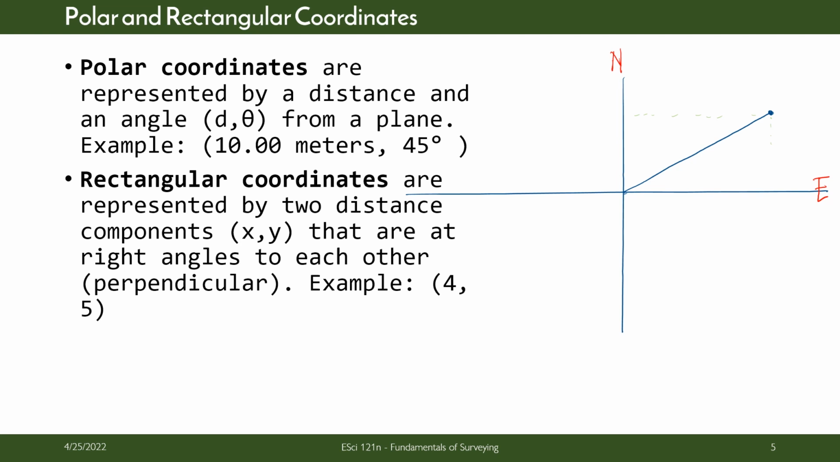Next we have the polar coordinates and the rectangular coordinates. The polar coordinates are represented by a distance and an angle from a plane. You have d as your distance and theta as your angle. Let's say x meters, then this is your angle. When we say angle, it is subtended by two adjacent lines, and it must have a central point, so this is your pivot. This is your polar coordinates representation. Therefore, let's say this is point P, its coordinates are x and theta.